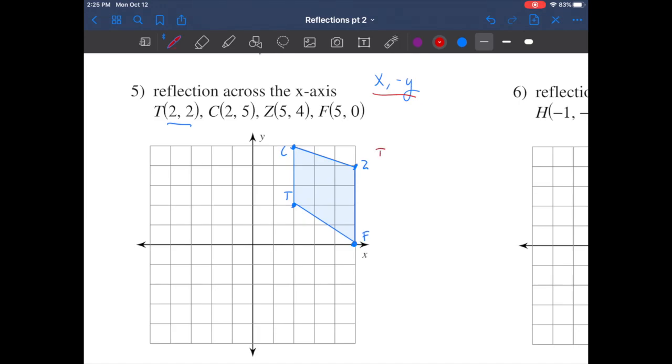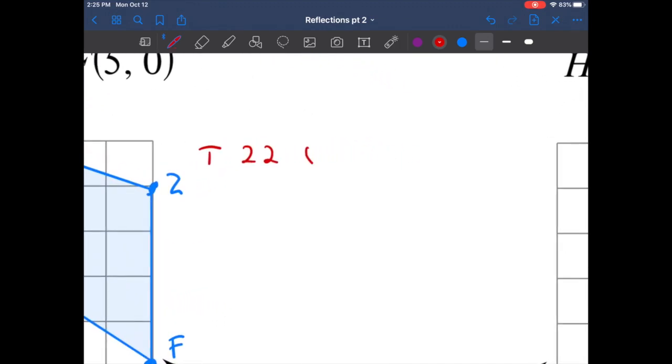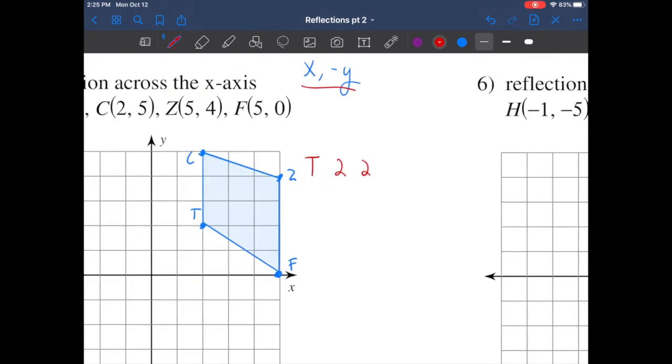Let's write out our letters. So we got T, which is 2 and 2. We have C. Let's zoom in a little bit. The letter T, which is 2 and 2. We have the letter C, which is 2 and 5. We have the letter Z. I'm going to run out of space. 5 and 4. I'm going to do this one right here. And I have the letter F, which is 5 and 0.